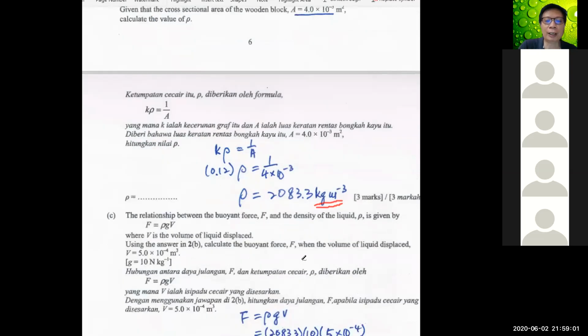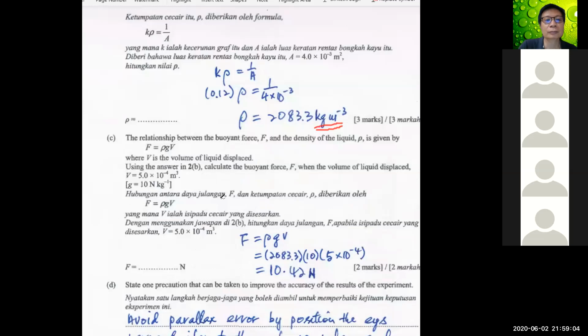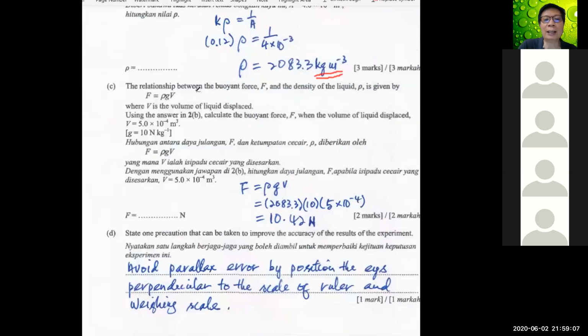And C, another calculation. Use this formula to find the buoyant force. F equal to rho gV, okay? Rho, this answer, density, put here. Gravity is 10, the volume is given already in the question, no? Volume given value. Just substitute rho Vg. Remember this formula or not? Rho Vg is the buoyant force formula from Form 4. So the force answer is in Newton.